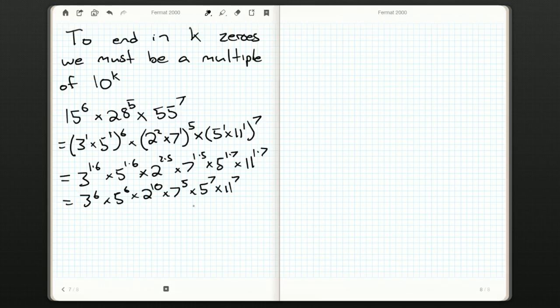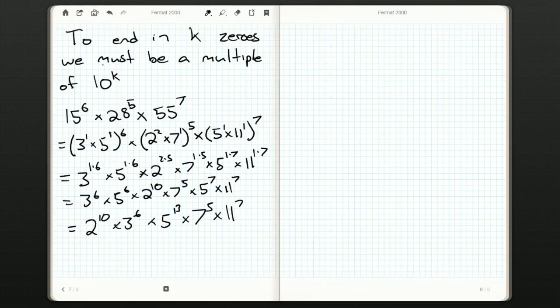Now I notice I have multiple copies of 5, so it's best to bring them together. And we'll rearrange everything so it's in a nice order. 3 to the 6, 5 to the 13, and, oh, we forgot 7. 7 to the power of 5, and 11 to the power of 7.